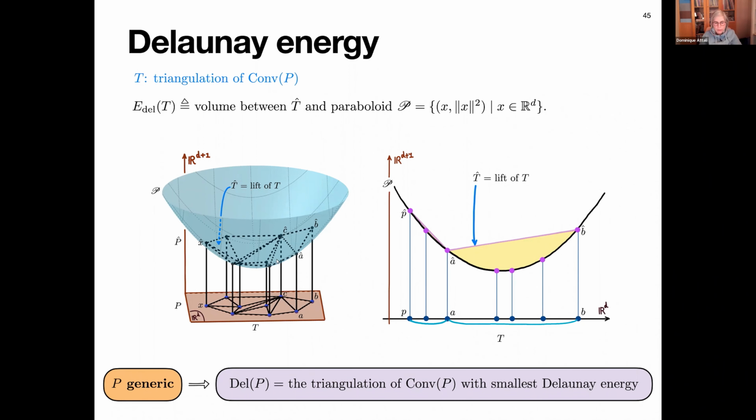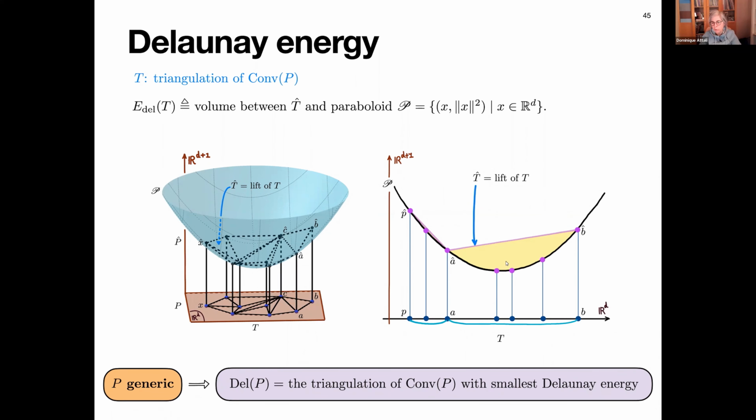So as you do this, you can also lift each simplex in your triangulation up, and you will get a surface that is piecewise linear and that is above your paraboloid. And the Delaunay energy is the volume that is between your paraboloid and your lifted triangulation. So it has been represented here for d equal 2 and here for d equal 1.